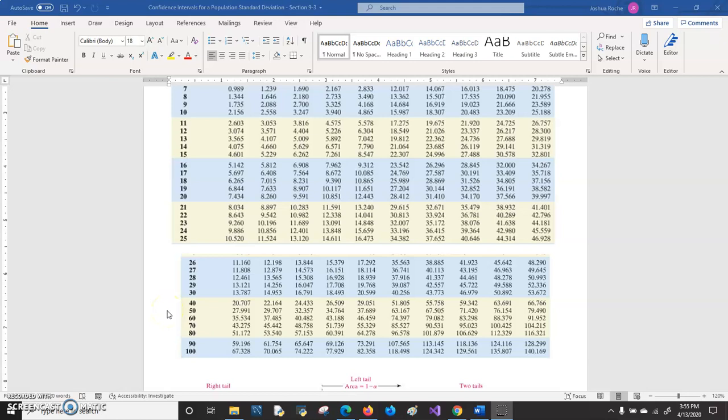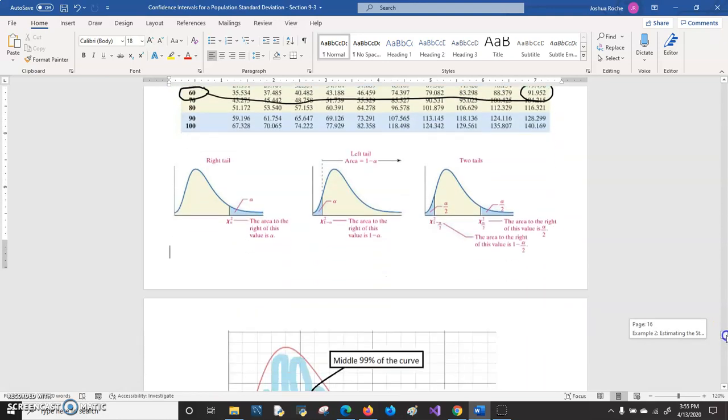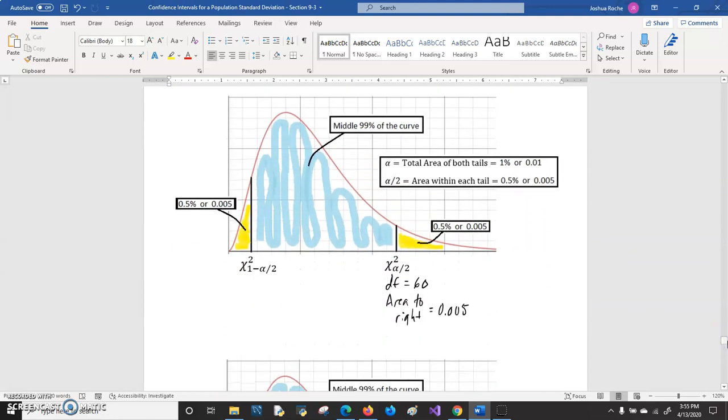So we'll go over to 60 degrees of freedom, go to the last column, and it's at 91.952. So that's the value of that particular chi-squared value.